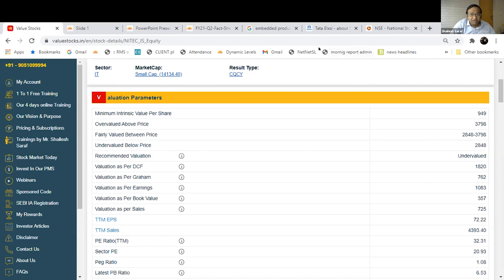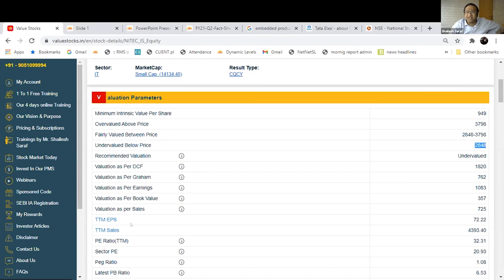So if you see, the minimum intrinsic value is 949. That is the minimum, so we have seen that 3 times more. So till the price is below 2848, Coforge will be undervalued only. Okay. How do we get this 2848? Because this has been the highest price the stock has attained in recent time.